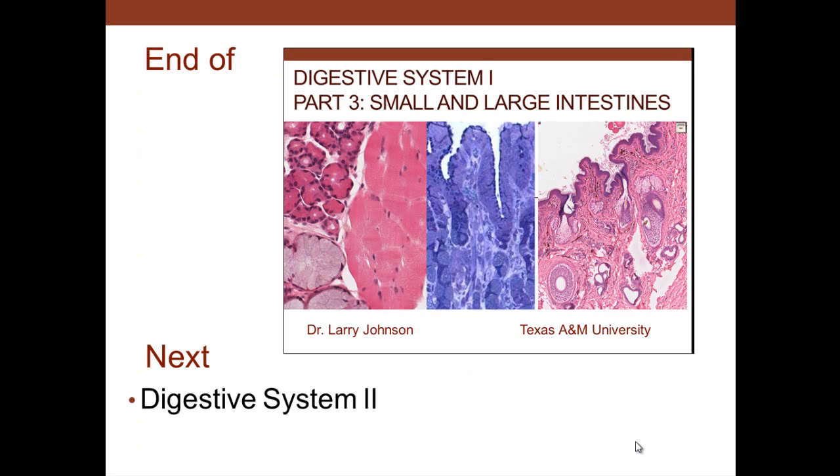This is the end of the digestive system 1. We'll pick up with digestive system 2, which covers associated organs like the liver, the pancreas, the different organs that are associated with the GI tract but are really not part of the tube.